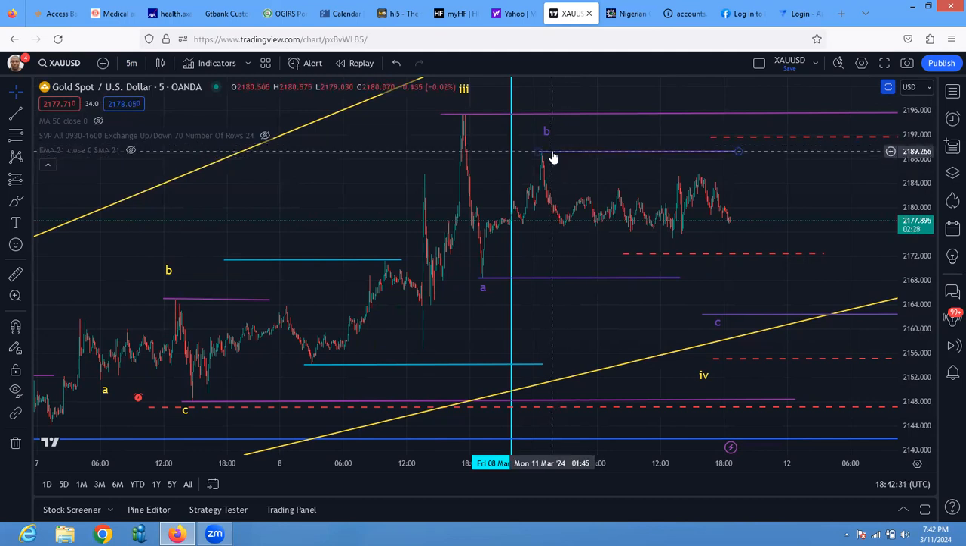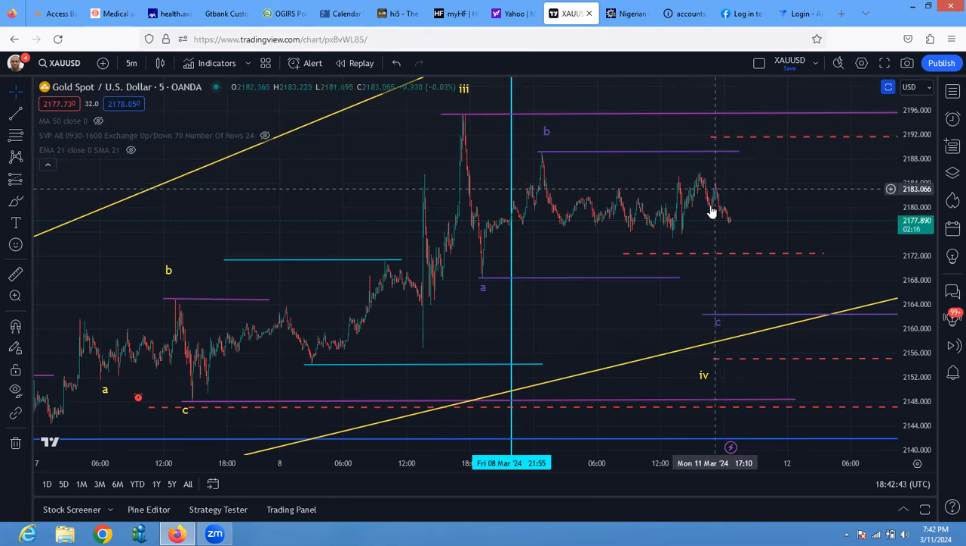Like this, it might be a zigzag of an A, a B, and the last leg. So this might just be the initial move of that zigzag. This might just be a 1 and a 2, or it might just be a 1, A, B, C of a 2.